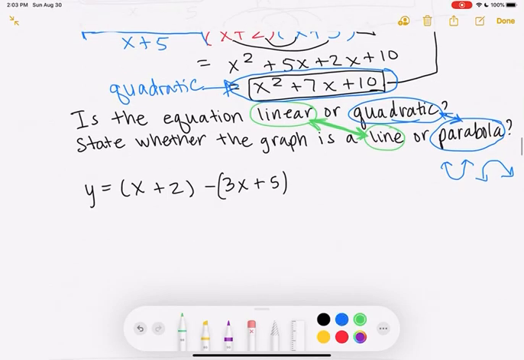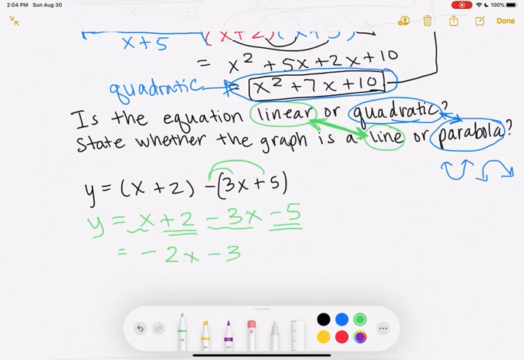The second one that I have down here is going to take some work because it needs to be simplified, right? So remember, we want to distribute our negative. So we're going to have y equals x plus 2 minus 3x minus 5. Okay. Combine our x's. So it looks like I have an x minus 3x, so I have minus 2x. Then I have a 2 minus a 5, which would be a negative 3. So my simplified equation would be y equals negative 2x minus 3.